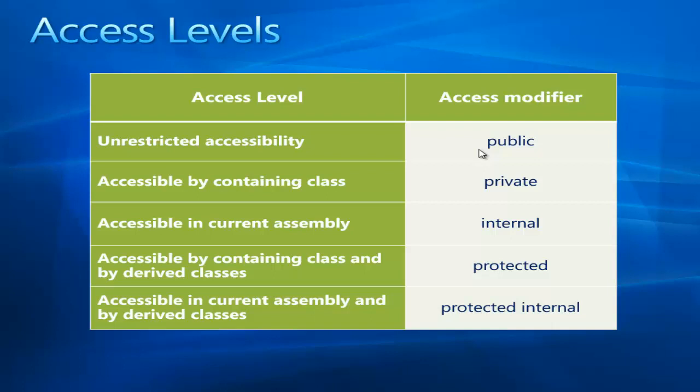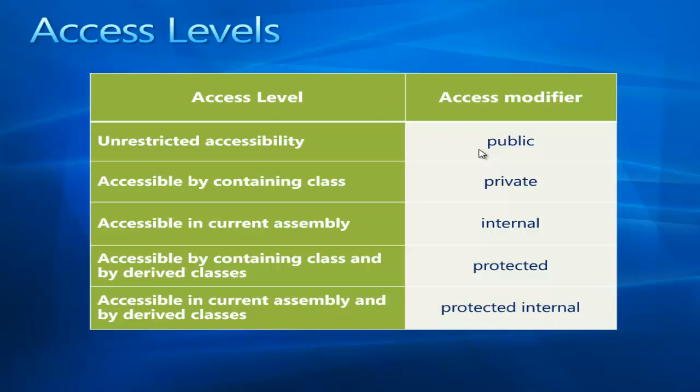You have protected and internal together. Remember, protected means that even the classes which are outside the assembly will be able to access it. What protected internal means is that it is protected, that is, the inherited classes will be able to access the value, as well as it is internal.